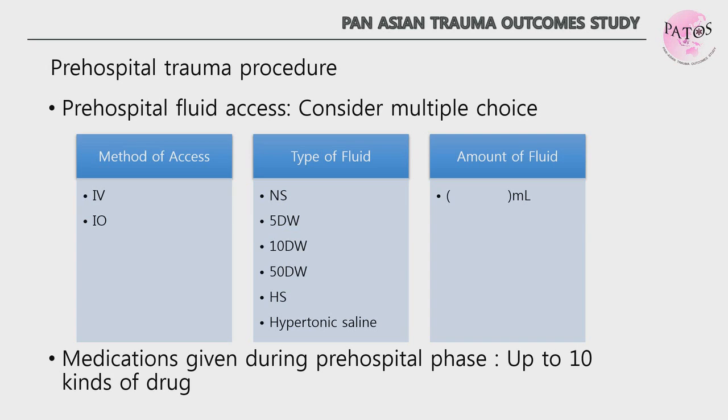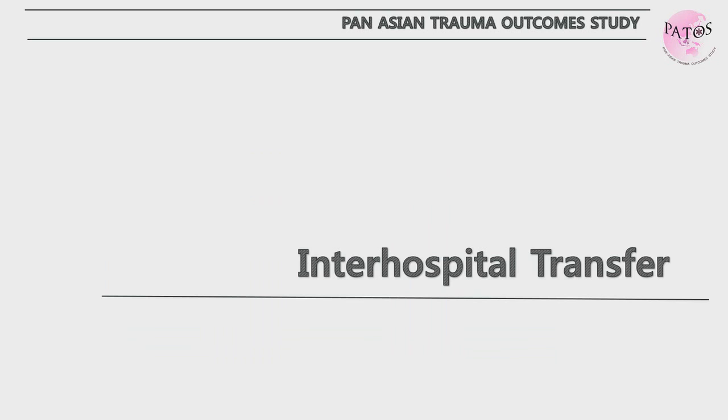If the patient did receive fluid before arriving at hospital, then we need to assess 3 pieces of information. First is the method of giving fluid, whether it was IV or IO. Second is the type of fluid given to the patient. And we also need to know the amount of fluid given to the patient. We will also collect information on the names of medications given during pre-hospital care. You may write up to 10 medications, and we recommend that you enter the generic name of the medication instead of the brand name. Next is inter-hospital transfer.